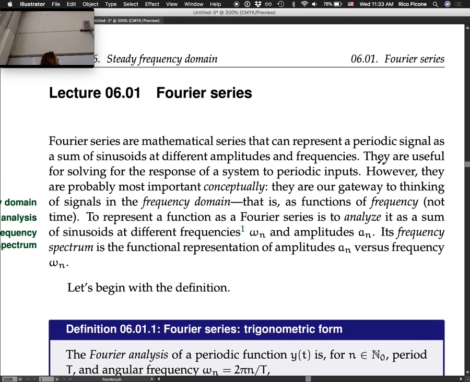Okay. Fourier series. So we're on a new chapter now. Steady frequency domain. I know it seems like almost every week we're on a new chapter in this class. It's so fun. Knock it off. Never. We have 2 weeks for this chapter, but it's also twice as long.